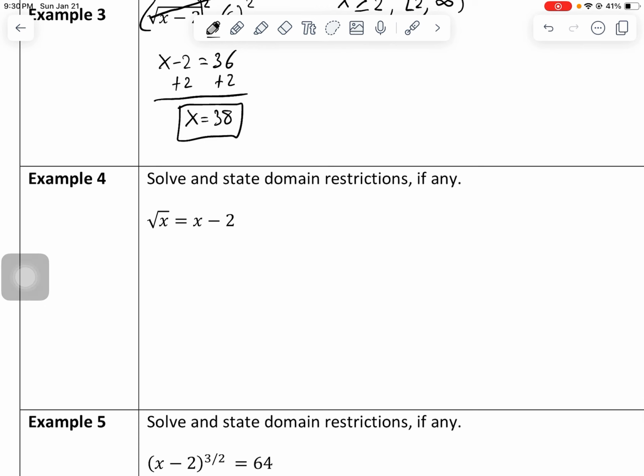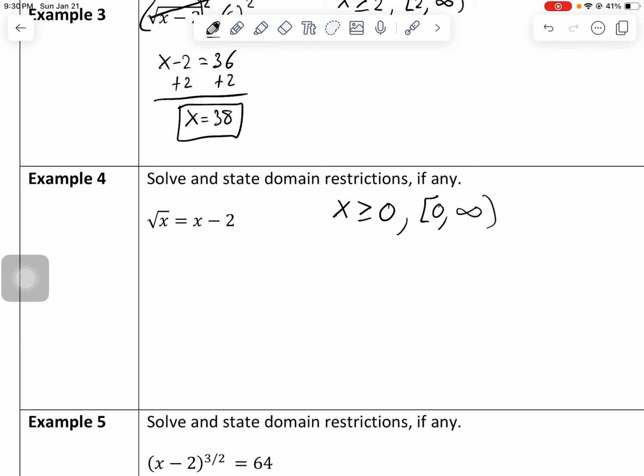The next one here says solve and state domain restrictions, if any. So we're going to do the exact same thing. We're going to think about, well, what is the value we can't have under the square root? And that would start at 0, since that's the only term under is an x. So x is greater than or equal to 0, or we would write that as 0 to infinity, like this.